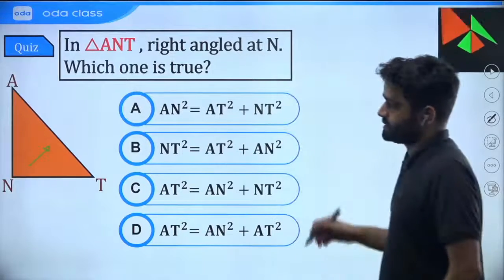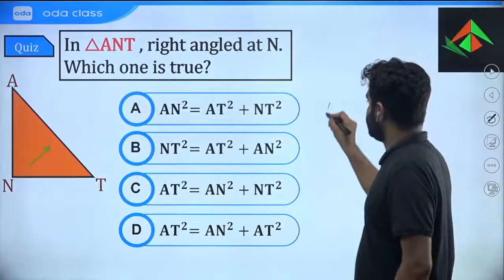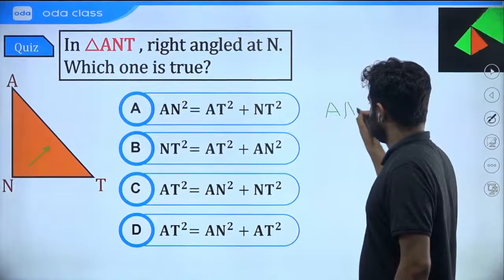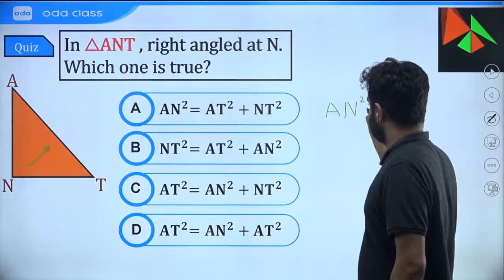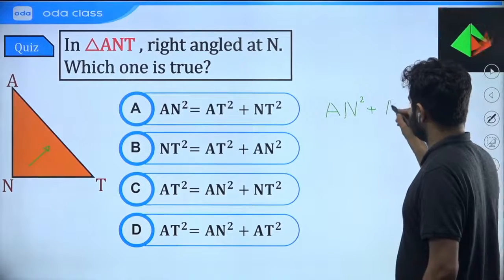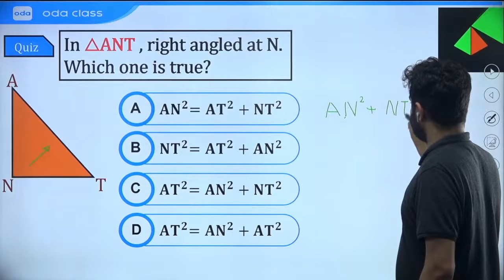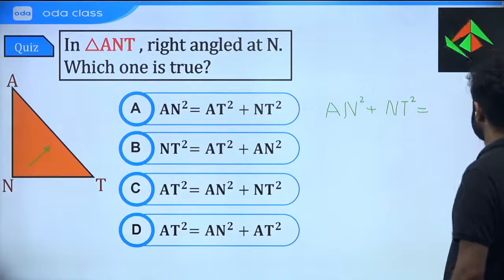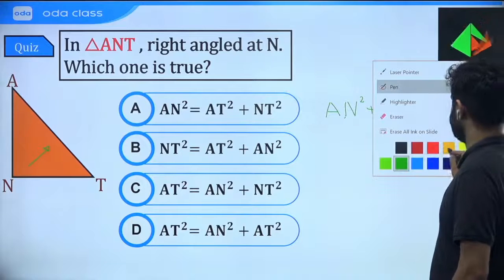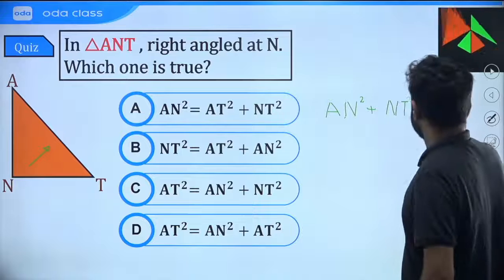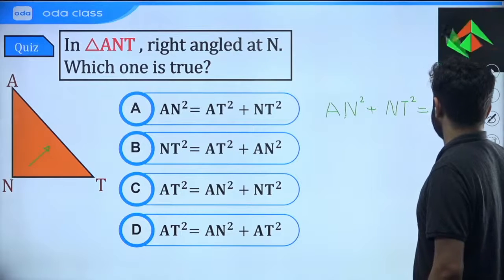Sum of square of legs, that is AN square plus NT square, is equal to the square of hypotenuse. What is the hypotenuse? The side in front of 90 degrees, that is AT. So it is equal to AT square.